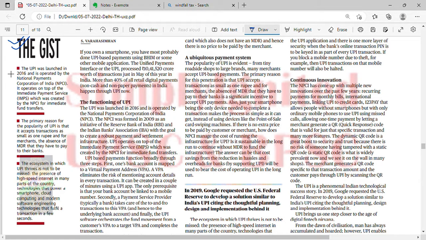UPI was launched in 2016 by NPCI. It operates on top of IMPS, which was created by NPCI for immediate fund transfer. The primary reason for the popularity of UPI is that it accepts transactions as small as 1 rupee, and for the merchant, the absence of MDR that they have to pay to their bank. The ecosystem in which UPI thrives is not to be missed: the presence of high-speed internet in many parts of the country, technology that powers a smartphone, cloud computing, and modern software engineering technologies that fulfill a transaction in a few seconds.